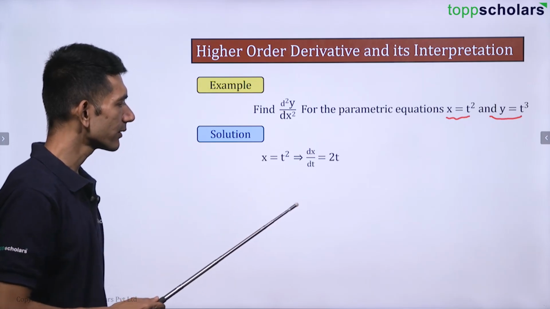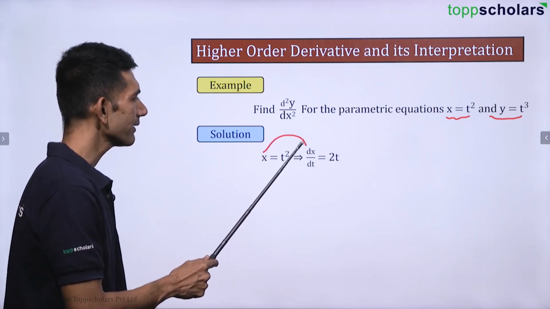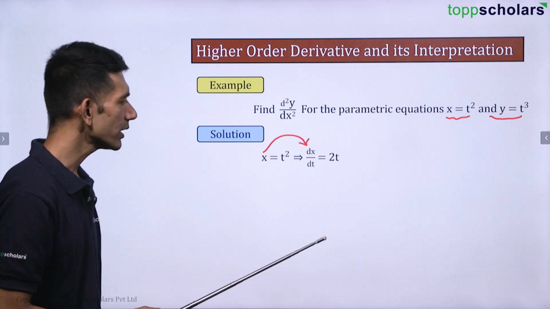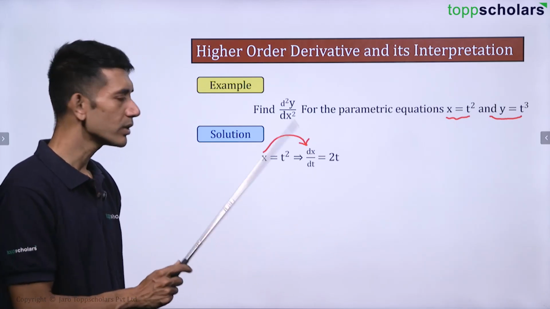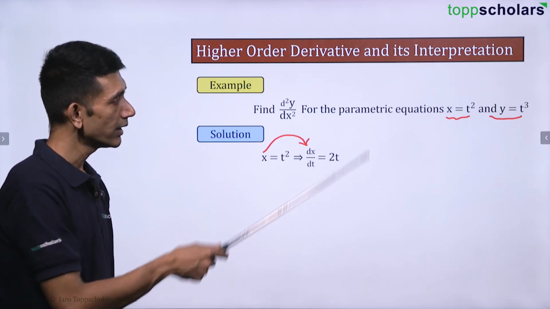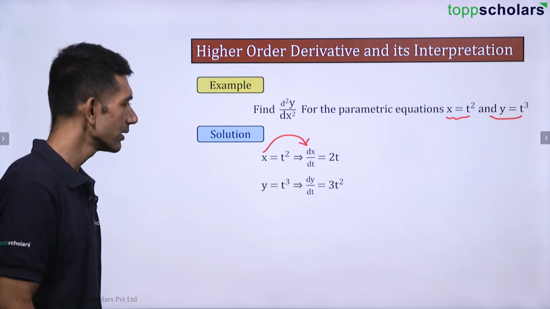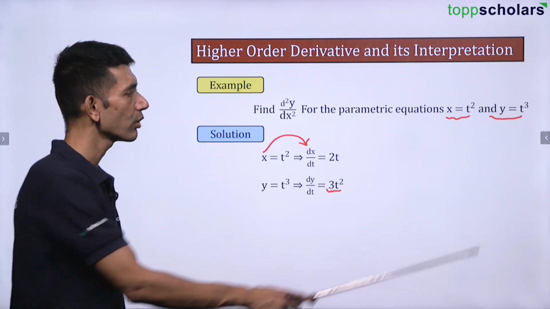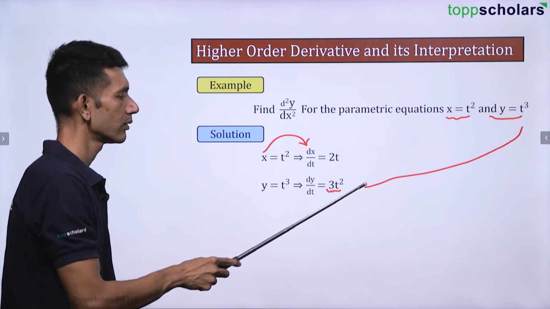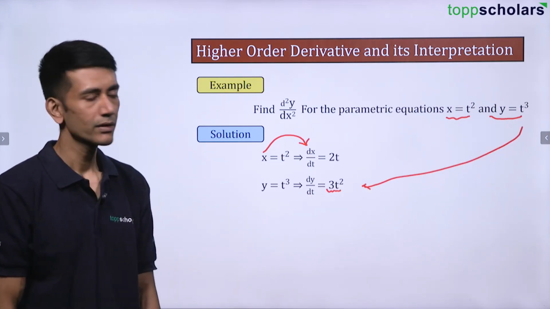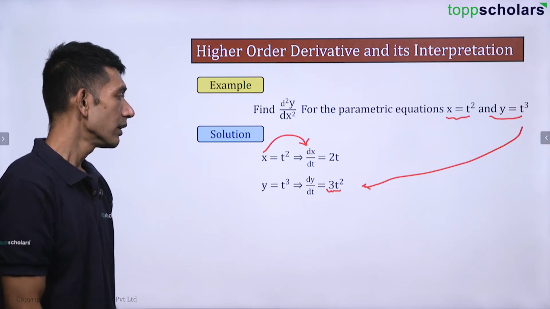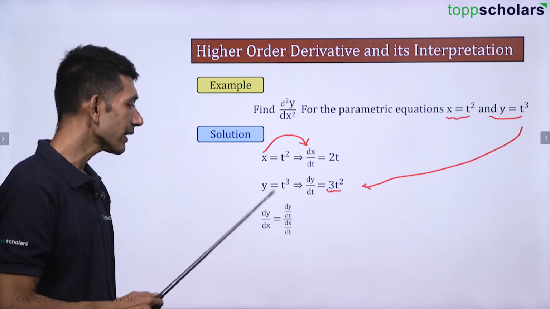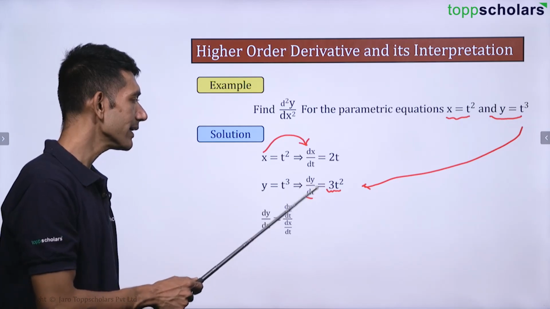So x is t square. If I take the derivative, can I say differentiating x with respect to t, dx by dt is 2t. This is done. If I talk about y is equal to t cube, can I say dy by dt is equal to 3t square, because derivative of t cube is 3t square, correct? Now, we have taken dy by dt, dx by dt.